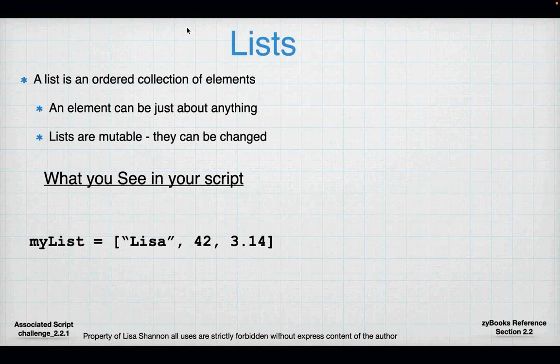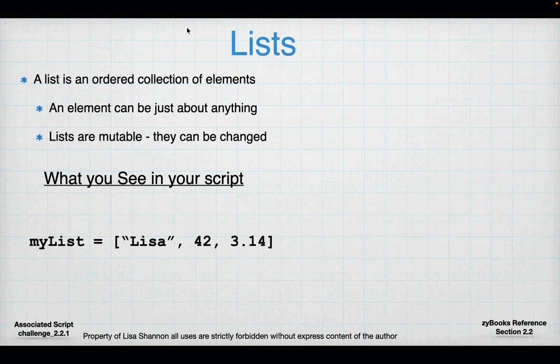Now, how does Python know it's a list? Python knows it's a list because it starts and ends with those square brackets. And that could just be square brackets. But for what we're doing right now, and by the way, we're going to talk about lists and dictionaries, I think in module six. So we're going to revisit this, but we just want to introduce the principles now.